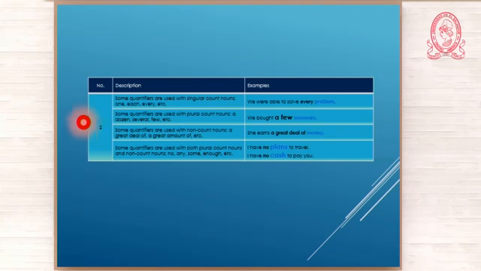Number 2, some quantifiers are used with singular count nouns. For example, one, each, every. Remember, every time you have the quantifier one, each, every, what do you have after that? You have a singular count noun. Let us see the example.